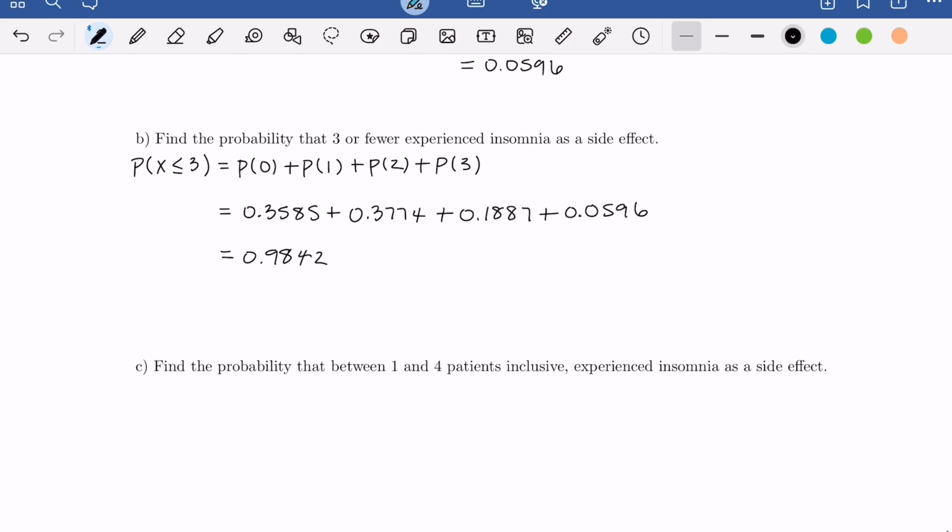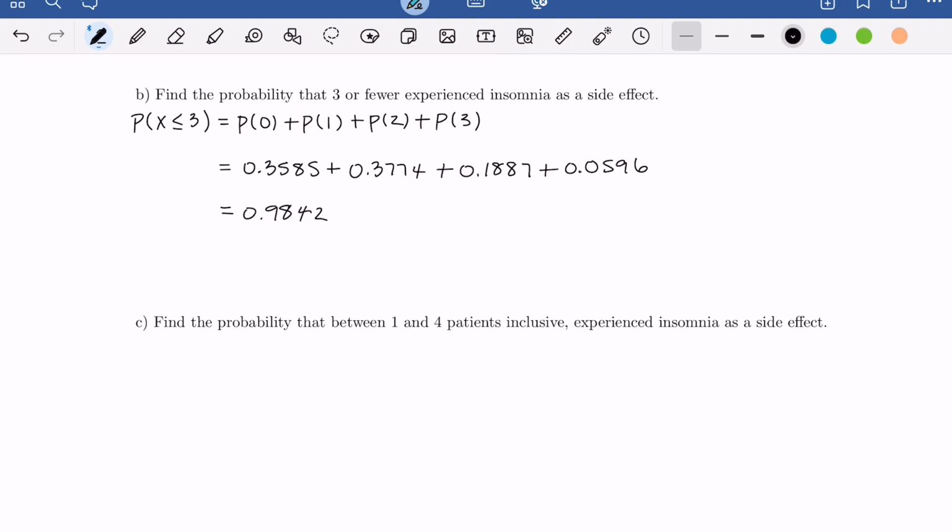Okay, let's look at part C. This is kind of similar. We want to find the probability that between 1 and 4 patients inclusive experience insomnia as a side effect. So we're looking for this probability here. And this is inclusive in this case because we're including the probability that one person experiences insomnia as a side effect and that 4 people might experience insomnia as a side effect.